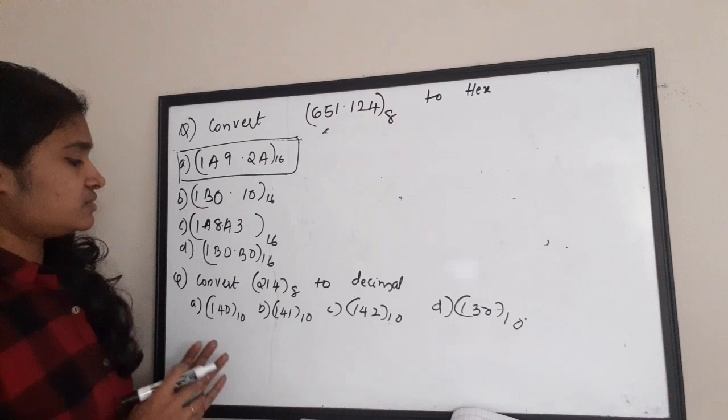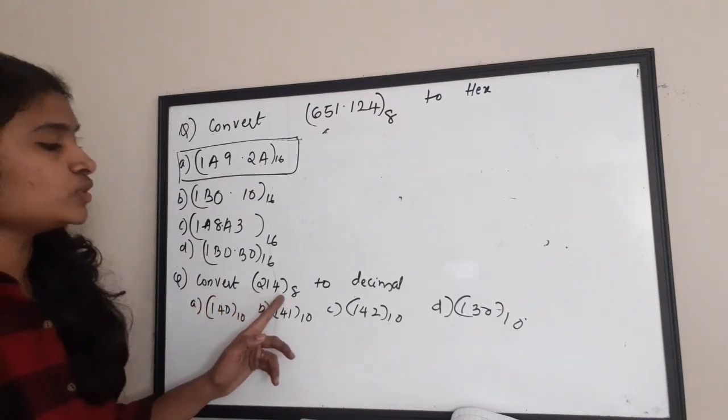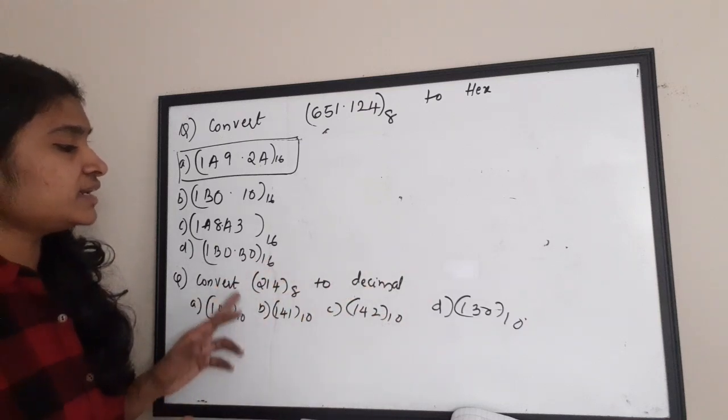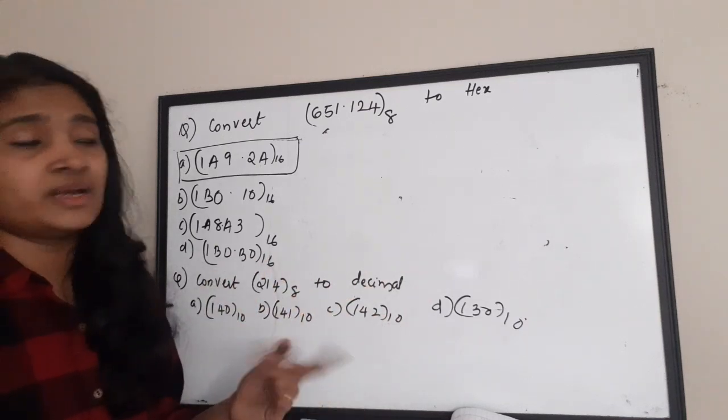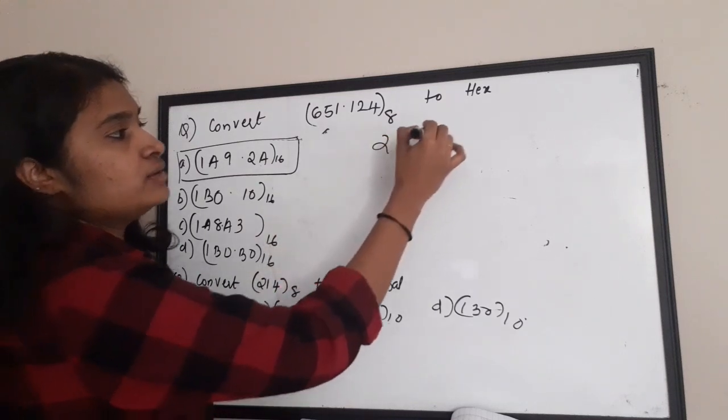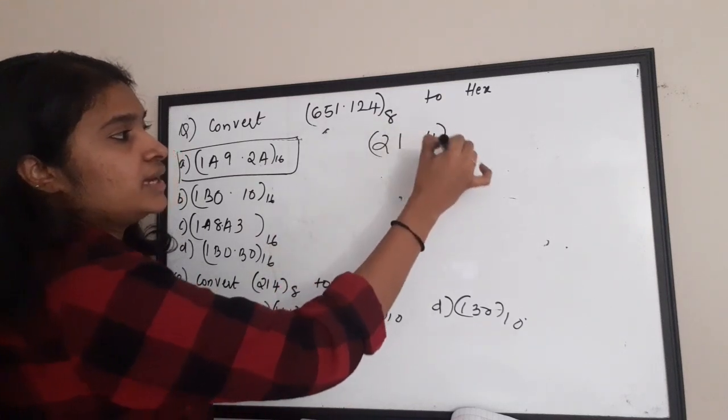Okay, next question. Convert 214 to the base 8 to decimal. So here we need to convert the octal number to decimal format. So I'll write the octal number here. It is 214 to the base of 8.